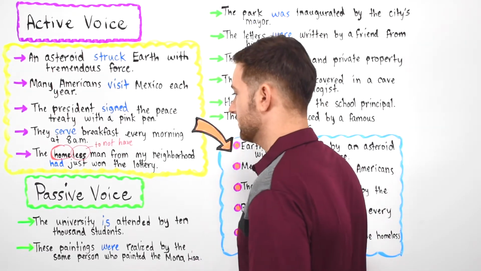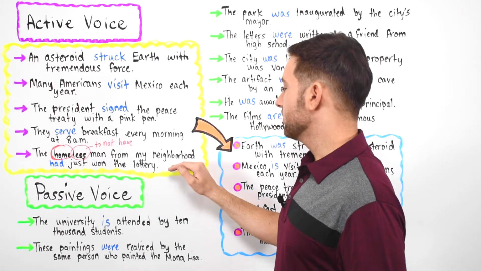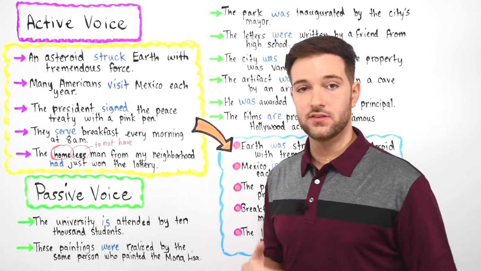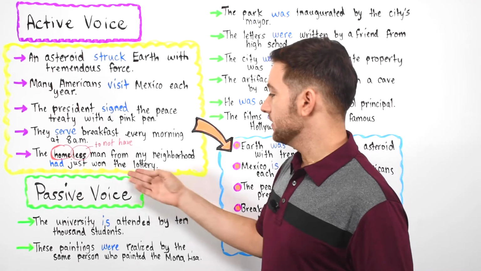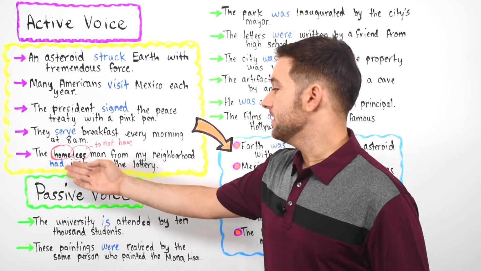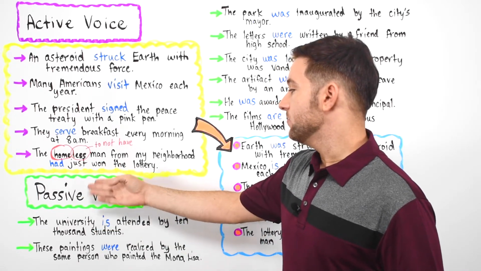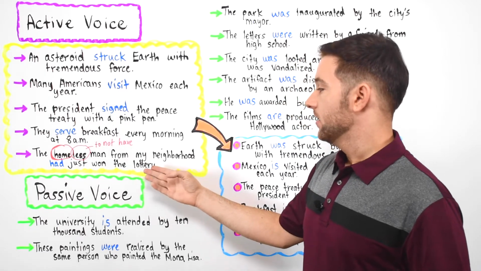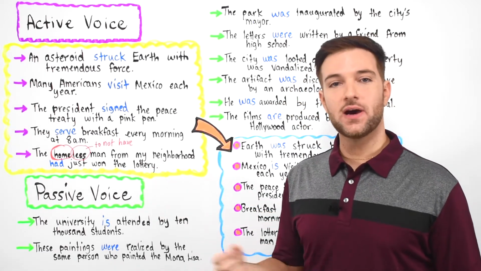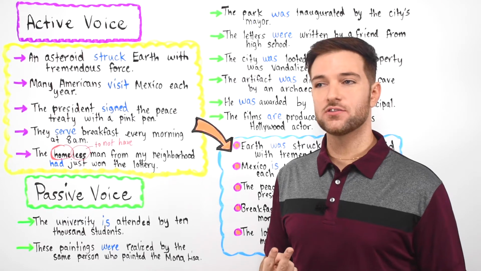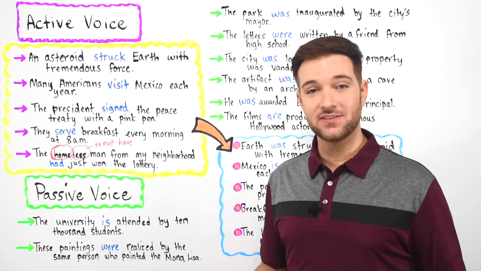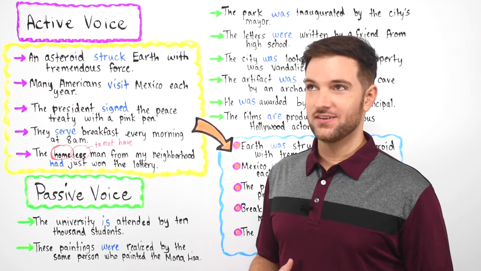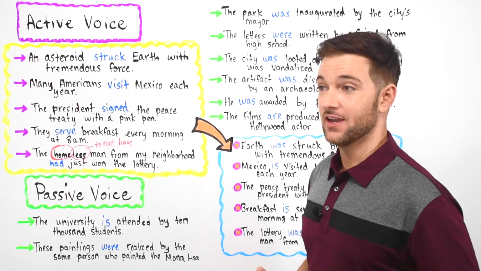So we have the homeless man, a man who does not have a home. He is homeless. From my neighborhood, which is a place where you live in the area of your city with other people as well, had just won the lottery. What did he do? He had won. And what did he win? The lottery, which Americans love to play. You buy a ticket for maybe $1 or $2 and potentially you can win millions of dollars or tens of millions of dollars or even hundreds of millions of dollars in a few cases.